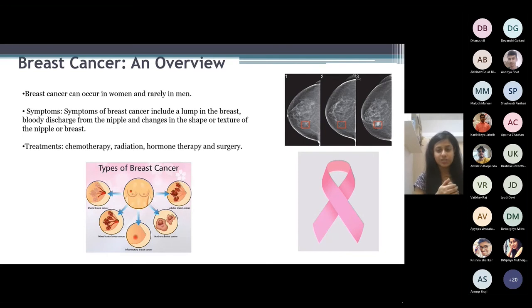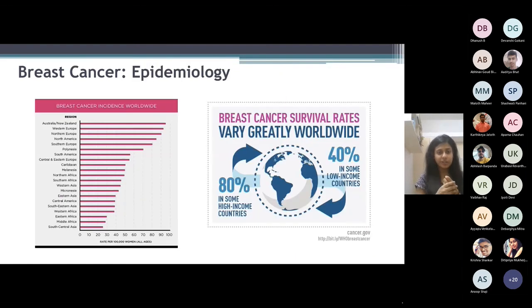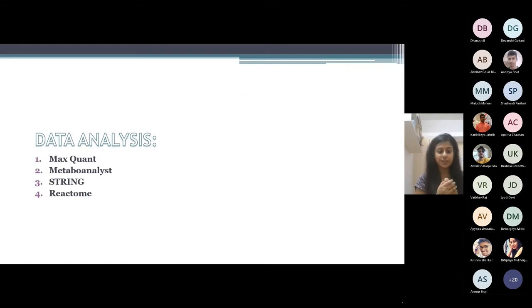The treatment strategies used to date to treat breast cancer patients include chemotherapy, radiation, hormone-based therapy, etc. Coming to epidemiology, in India, more than 1 million cases of breast cancer are reported, while the worldwide scenario says that today breast cancer is the leading cause of cancer-associated deaths in women, with the survival rate ranging from 40 to 80%.